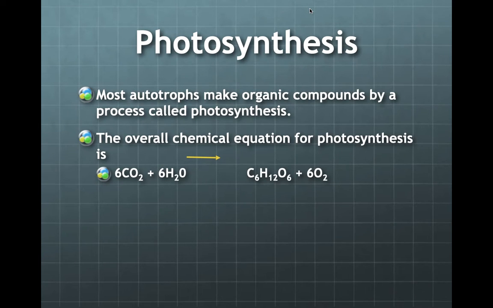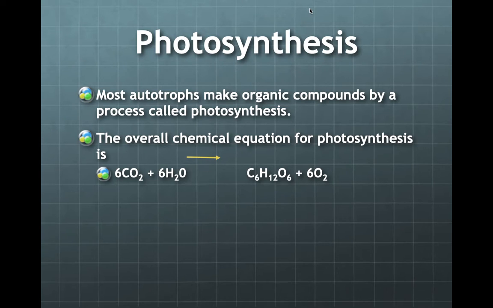So the first thing we have to understand is that photosynthesis is carried out by organisms that are autotrophs, where they make their own organic compounds. In this case, the organic compound we are looking at specifically is glucose, or C6H12O6. This is done through the process of photosynthesis.